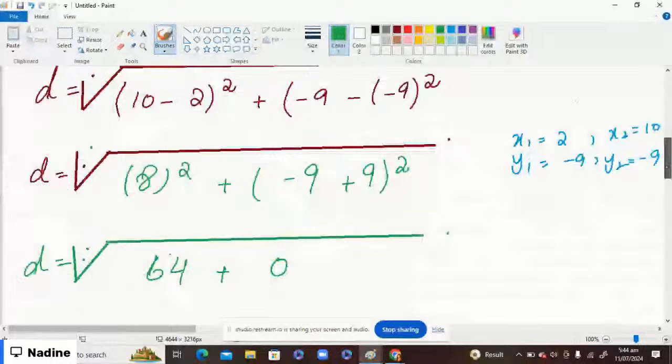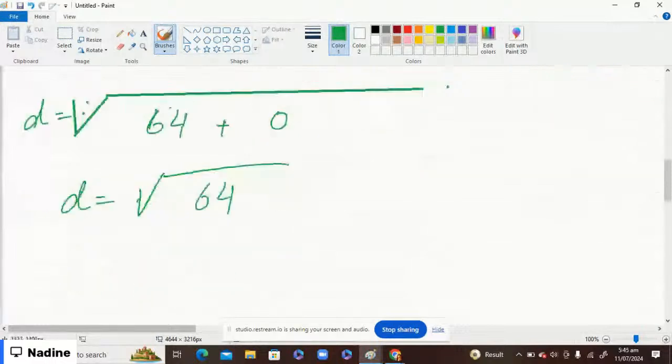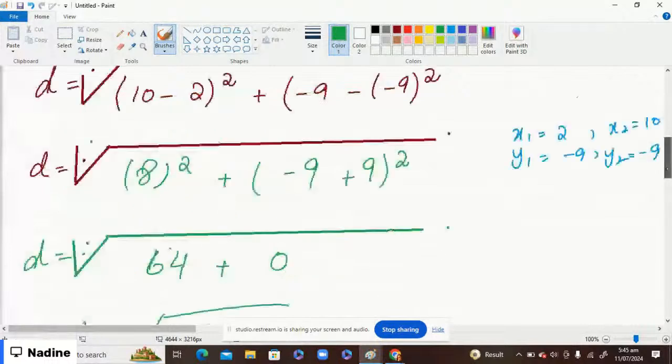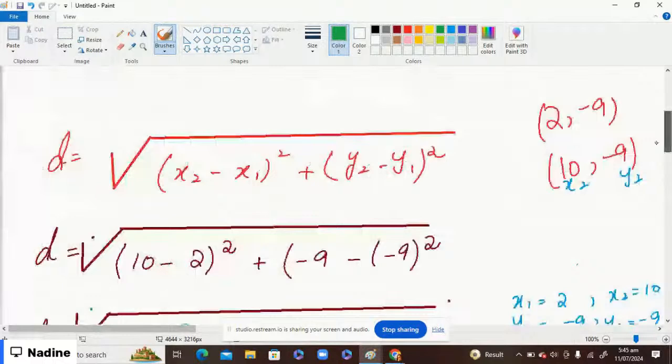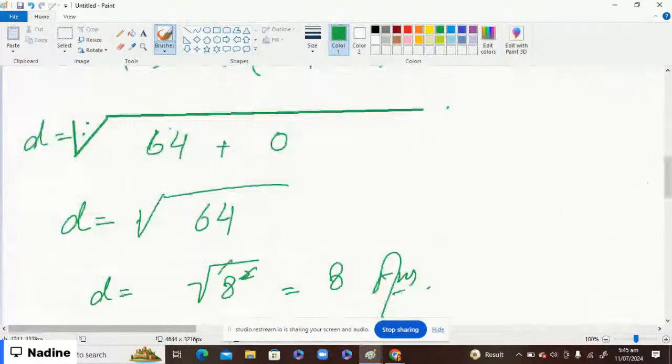So when you add up, d is equal to only 64, and when you take it out of the square root, it becomes 8 square. This should be cancelled and 8 is your answer. Understand how to solve the question, how to put down the values in this formula, and then we find the answer. I hope you understand this one.